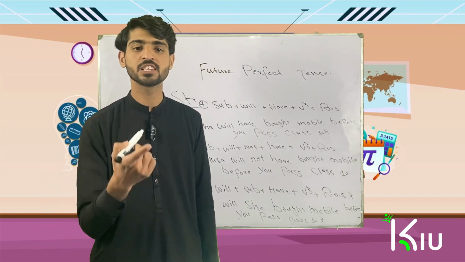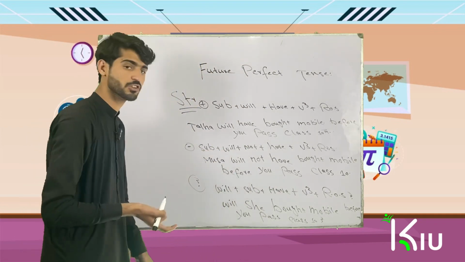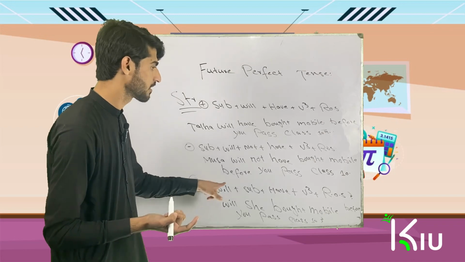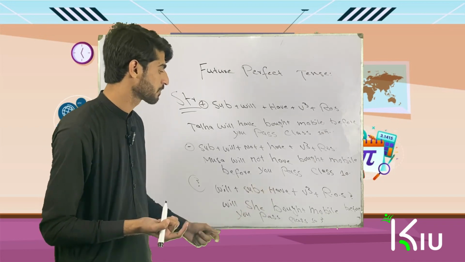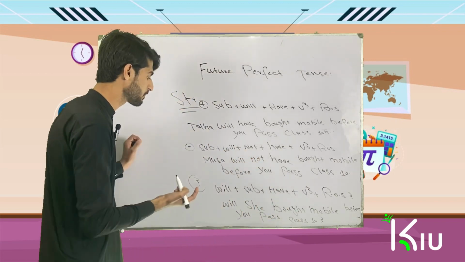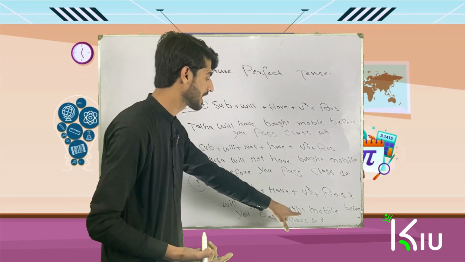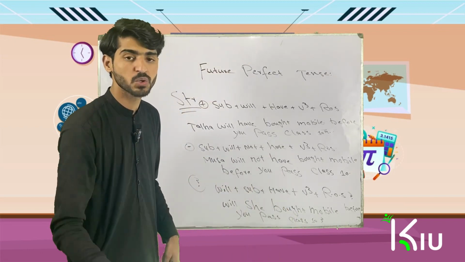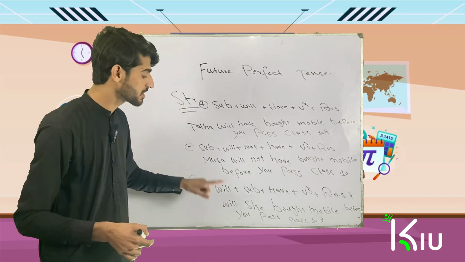If we want to make interrogative sentences, for that we will use this structure. First of all, we will put will, then after that the subject, then have plus the third form of the verb, and then the rest of the sentence. For example, will she have bought mobile before you pass class 10th? Now I am making a question. If you want to make a question, for that we will use this structure.